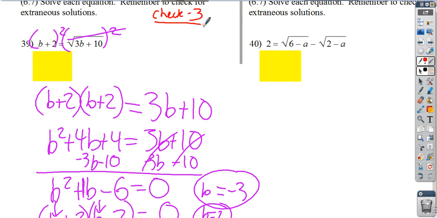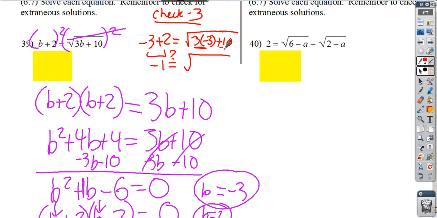We'll check negative 3. The original equation was b plus 2 equals the square root of 3b plus 10, so negative 3 plus 2 equals the square root of 3 times negative 3 plus 10. Negative 3 plus 2 is negative 1. Does that equal this? This is negative 9 plus 10, which is 1. The square root of 1 does not equal negative 1, so that is an extraneous solution. So negative 3 is wrong.